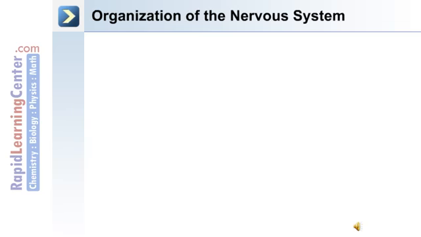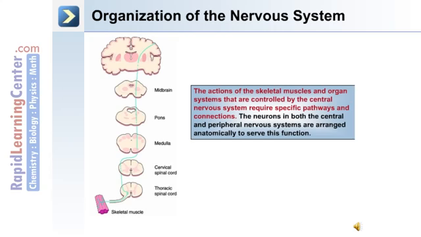Now we'll discuss the organization of the nervous system. The image on the left of the slide depicts the flow of information through the brain, midbrain, medulla, brainstem, into the cervical and thoracic spinal cord and out through the peripheral nervous system to the skeletal muscle. The actions of skeletal muscles and organ systems are controlled by the central nervous system, and this requires specific pathways and connections. The neurons in both the central and peripheral nervous systems are arranged anatomically to serve this function.